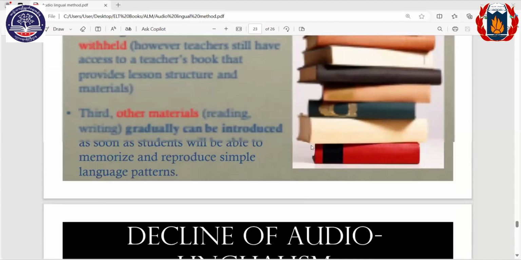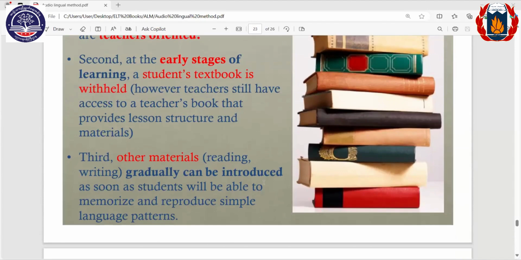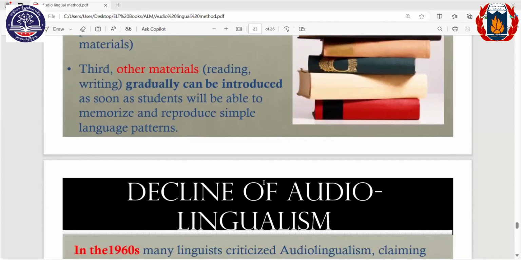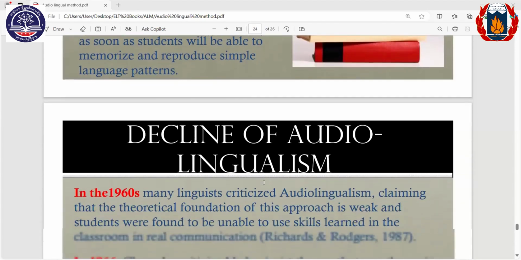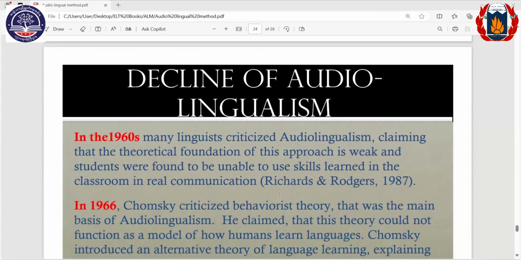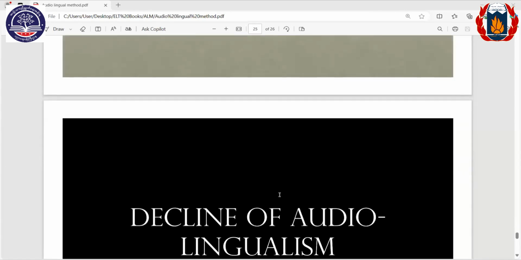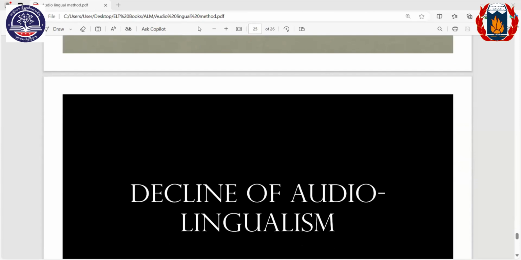Okay, these are some characteristics, the roles of the teacher, the roles of the learner, the roles of the material. You also learned the background of the audio-lingual method. So after learning this, what new knowledge do you get from this lecture?